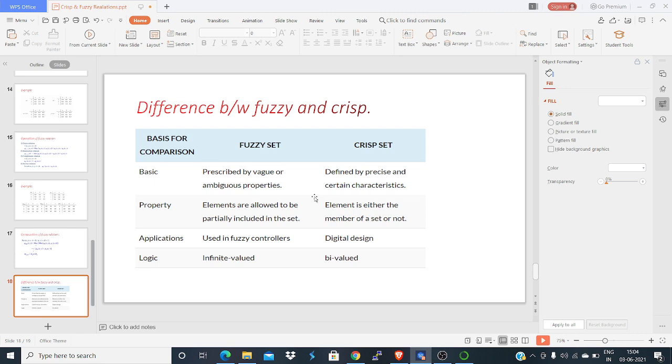As for applications, we use fuzzy in controllers, and we use crisp sets in digital designs. Fuzzy sets have an infinite set of values, whereas crisp has only 2 values.